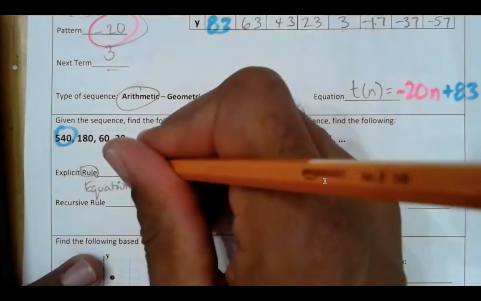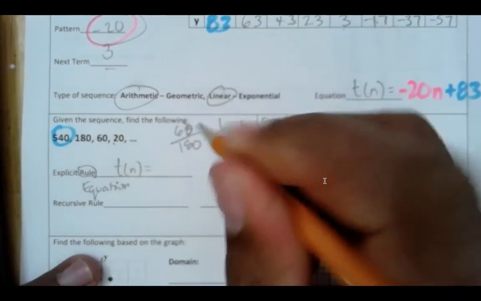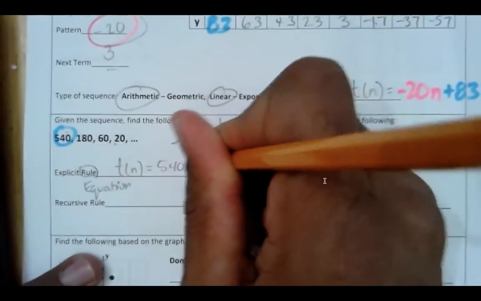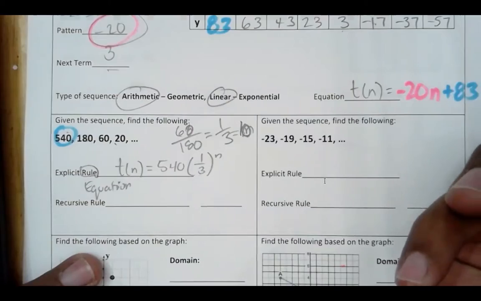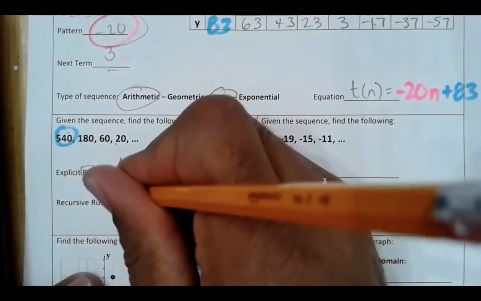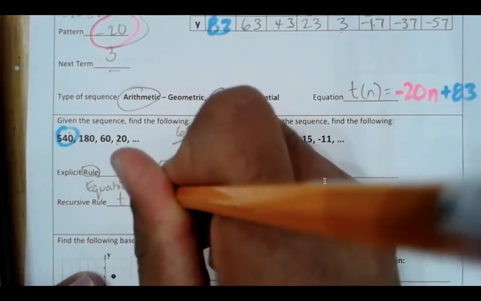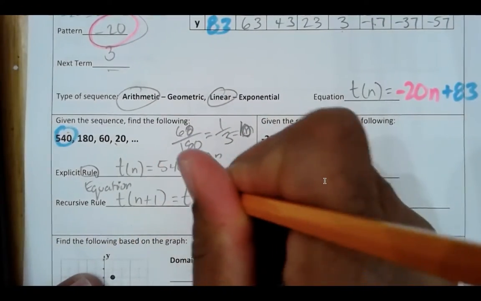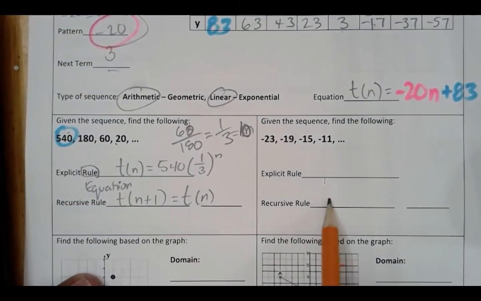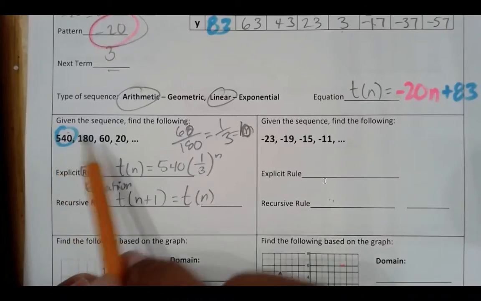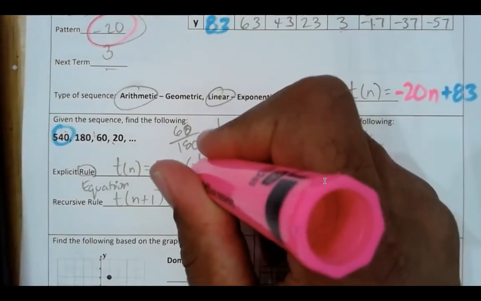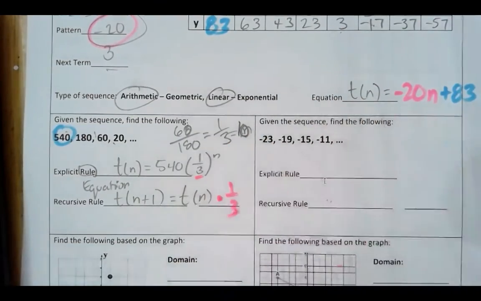So the explicit rule is going to be t of n equals the start value, 540, times the pattern, 1/3 raised to the n power. Now remember, for the recursive rule, all we're doing is t of n plus 1. Every time it's recursive, we do t of n plus 1 equals t of n, and that's the same whether we're doing arithmetic or geometric. Since it's geometric this time, we just write times whatever the pattern is. In this case, it was 1/3.